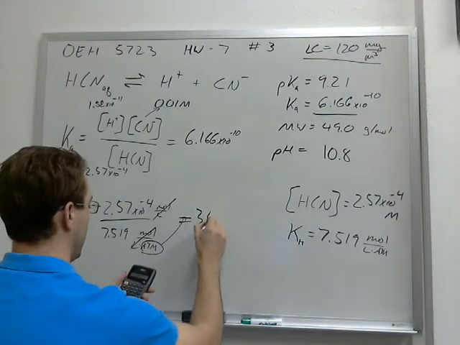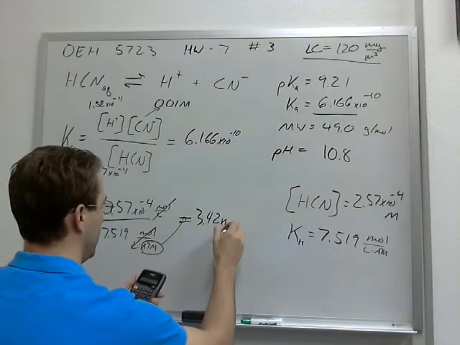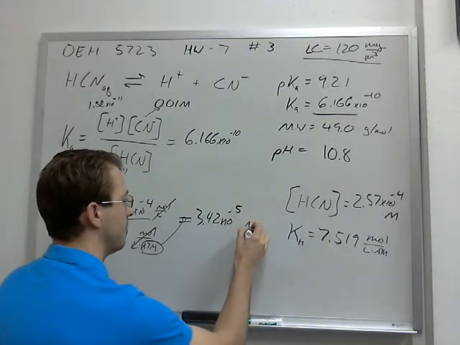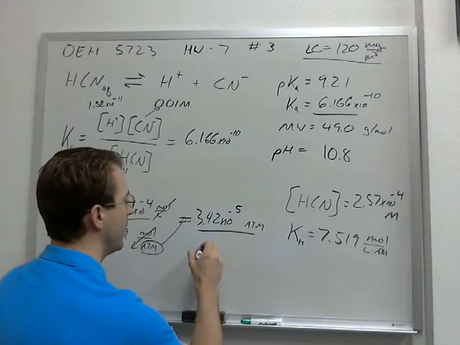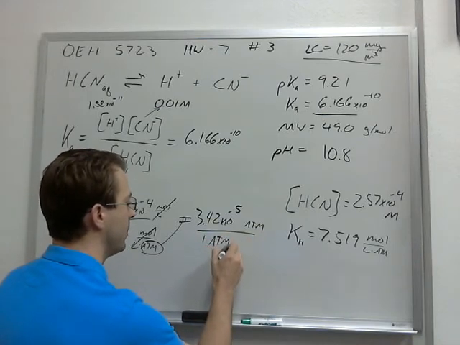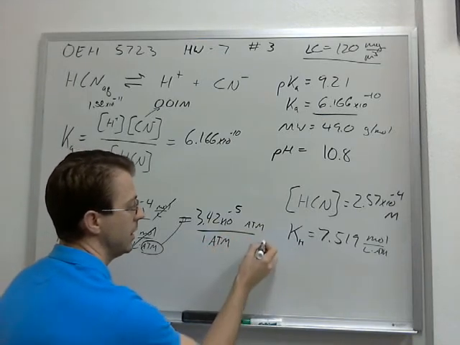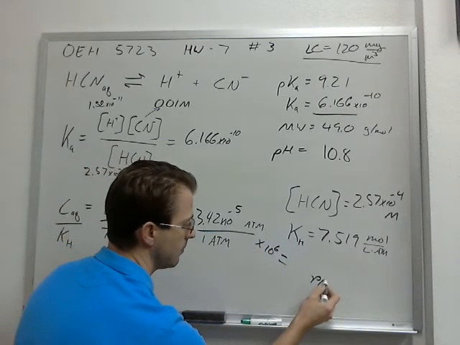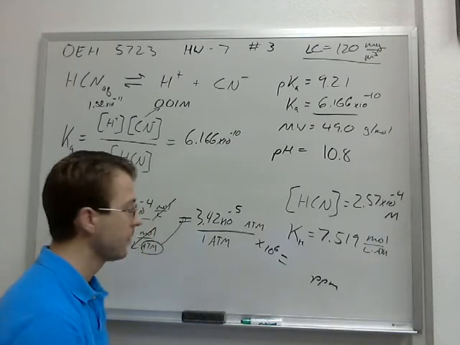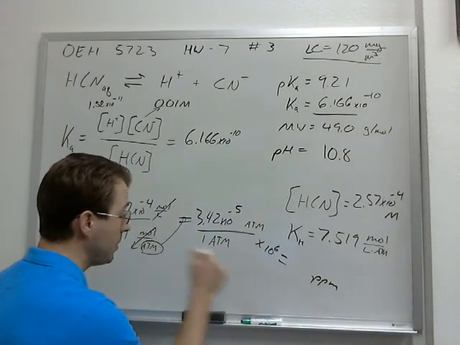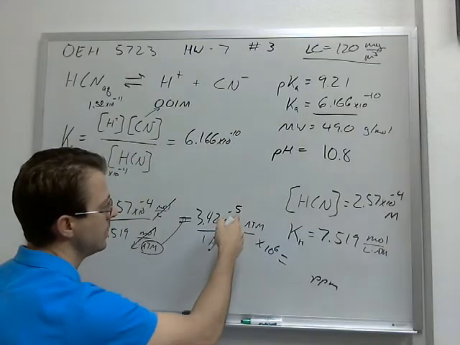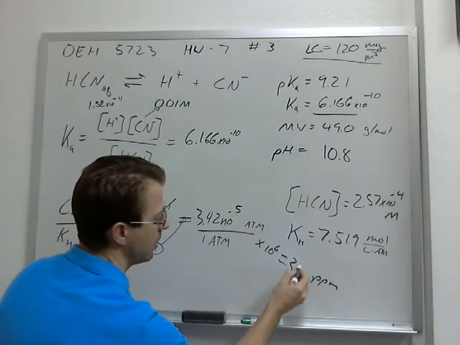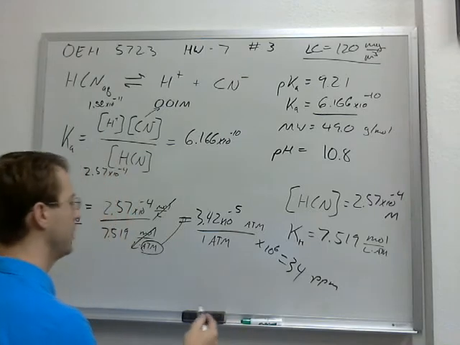So 3.42 times 10 to the minus 5, and that's atmospheres. If we divide by 1 atmosphere, then we're unitless. And if we then multiply by 10 to the 6, that gives us ppm. So that's 34 parts per million.